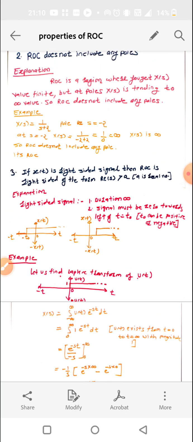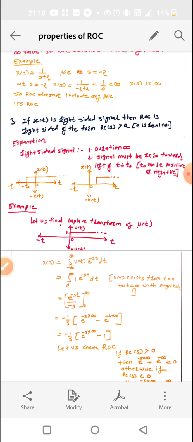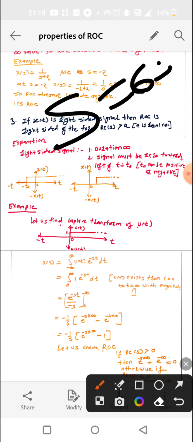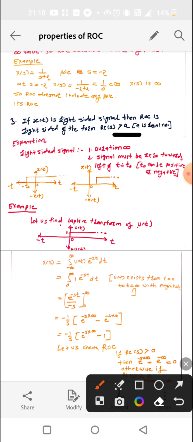I recommend that you first see the videos on poles and zeros and the region of convergence on this channel. I will provide you the link, so you will get a better understanding. Now the third point is, if x(t) is a right sided signal, then ROC is right sided, of the form real S greater than A. Real S means sigma. In a previous video we have seen that S is equal to sigma plus j omega. Real S is sigma and imaginary S is j omega. So if x(t) is right sided, then ROC is also right sided, of the form real S greater than A.